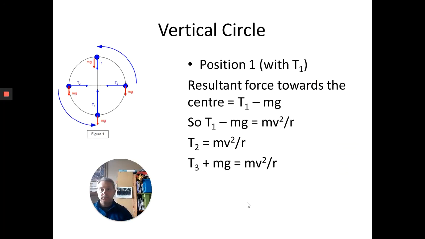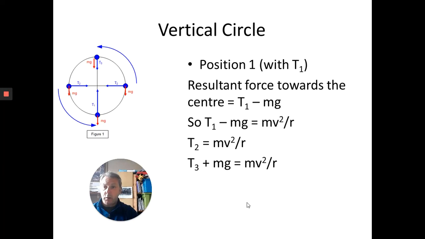Vertical circle. So when we've got an object going like that, if we look at different situations within the vertical circle, if we think about position 1 at the bottom, we have got T1 acting towards the center, but you've got the weight of the object acting in the opposite direction away from the center. Therefore, the resultant of those, T1 minus mg, produces your resultant force towards the center of the circle. So T1 minus mg equals mv squared over r.